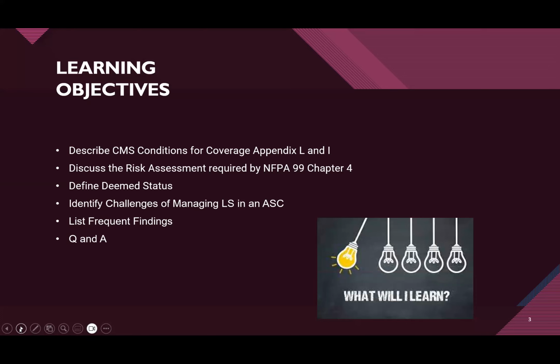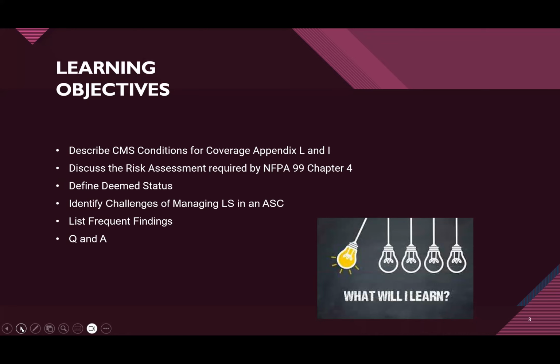We want to talk about the CMS conditions for coverage, and that would be focused in Appendix L and Appendix I. We're going to discuss the risk assessment required by NFPA, the National Fire Protection Association, Chapter 99, Chapter 4. I find that when people are asked by accrediting bodies to classify their risk assessment, they don't understand what the question is asking. I'm going to talk about what deemed status means versus CMS accreditation.